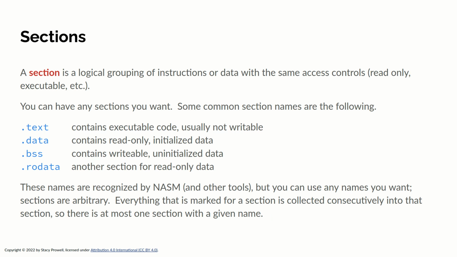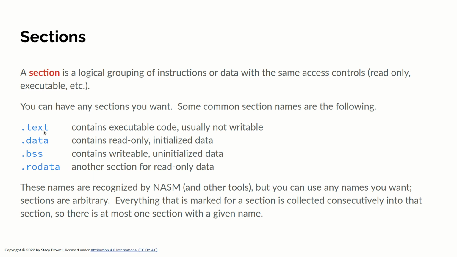And you can have any sections you want. The period sections, the ones that start with a period, are reserved for the system. Now you can have your own period ones, but you run the risk of conflicting with something defined by the system. So these are the common ones. .text contains executable code, and it's not writable.